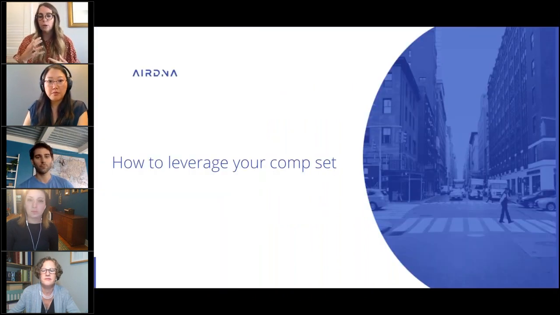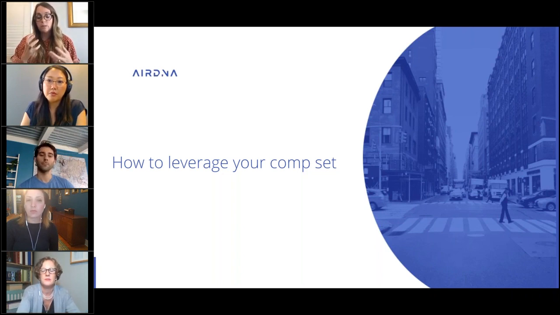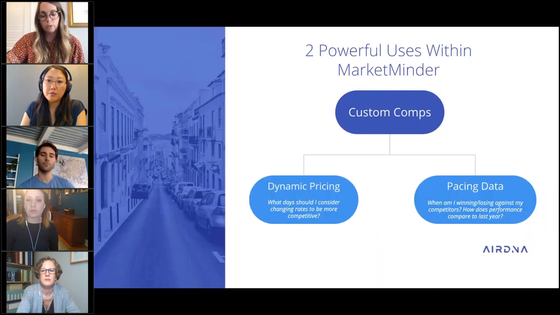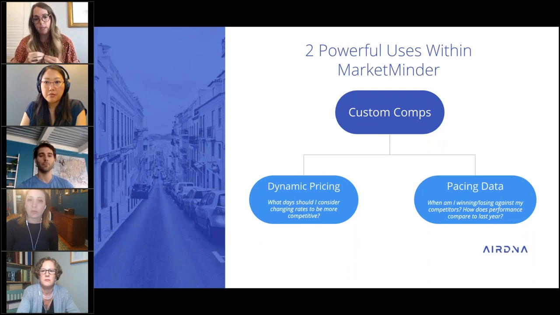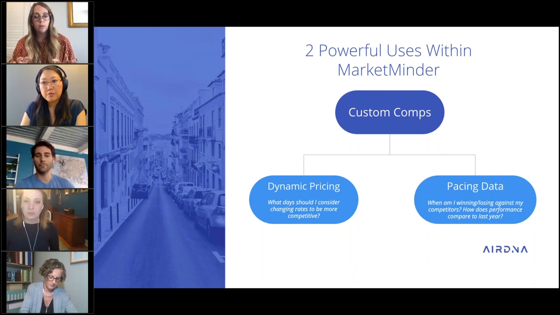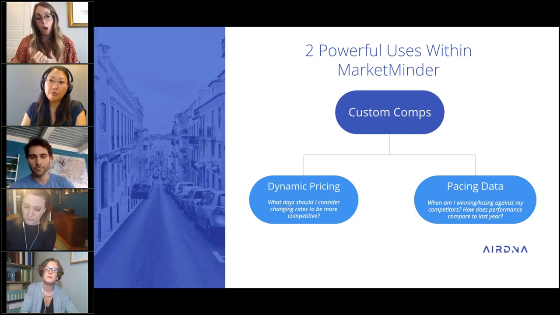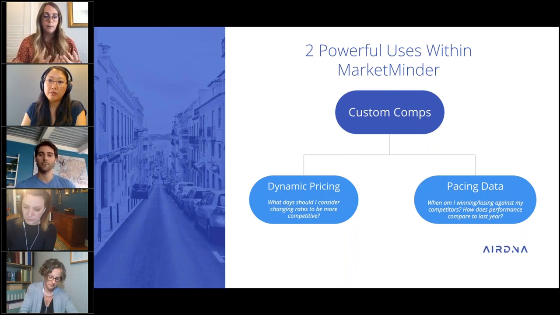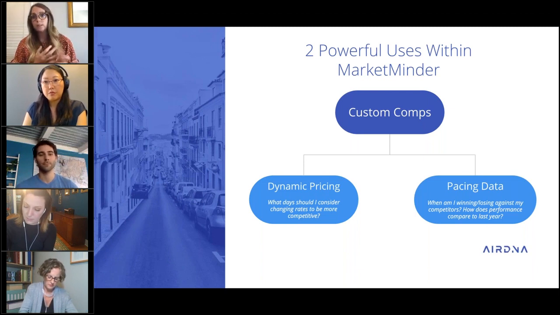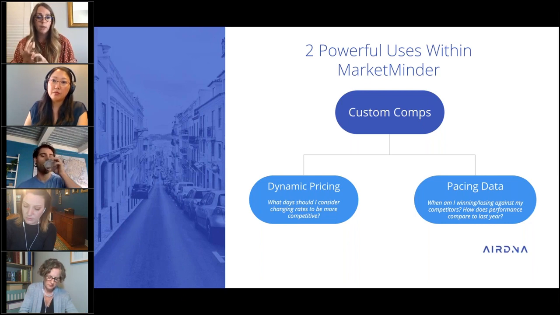So that goes into where the rubber meets the road from a comp set perspective, which is once you've defined your comp set, how are you actually using it? There are two places where we are going to be piping our competitive set data into MarketMinder. These are two existing reports that we currently have at the market level that we're going to start showing at the comps level. So we have a dynamic pricing tool that allows you to see your rates versus your competitors' rates and see where there are opportunities to potentially lower your price and become more competitive, or raise your price and capitalize on more revenue.